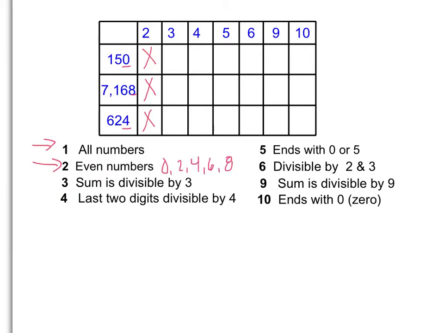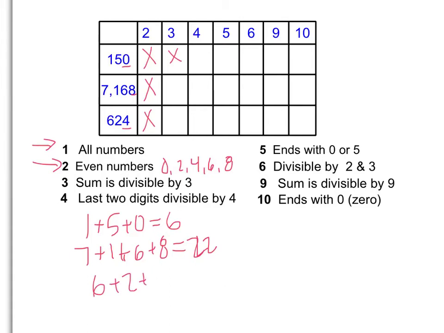Alright, here's where it gets a little tricky. The sum is divisible by 3, so I'm going to add this up. The first one is 6. That can be divided by 3. The second one, whoopsies. I get 22. That cannot be divided by 3. And then last one I get 12. That can be divided by 3.